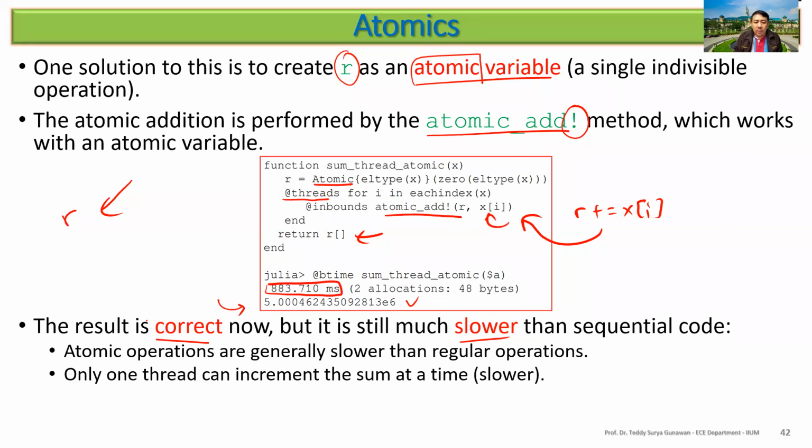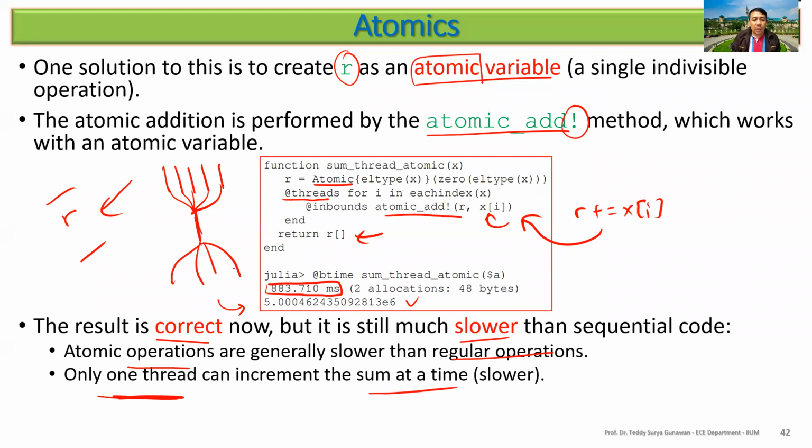So what happened here is that atomic operations are generally slower than regular operations, because only one thread at a time can increment the sum. So that's why it becomes slower. Remember that when you are doing the atomic operation, no other thread can proceed; it needs to wait. So you have something like this: you have a parallel road, for example, then this is atomic, so everybody needs to pass here. You can imagine it will be jammed here. This is the atomic operation, and after that you can go parallel again, but still this will slow down all the traffic.